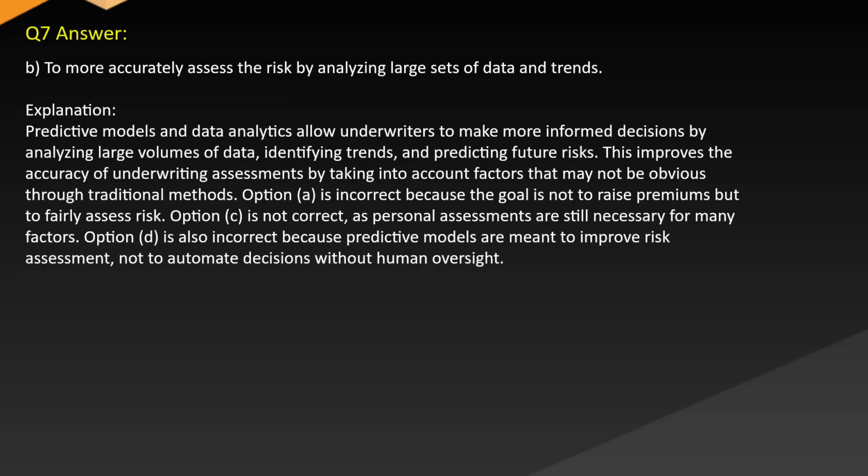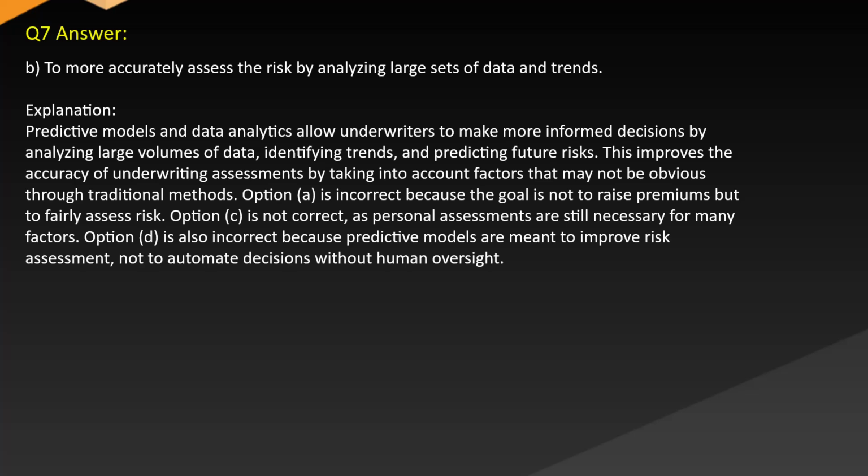Answer: B. To more accurately assess the risk by analyzing large sets of data and trends. Explanation: predictive models and data analytics allow underwriters to make more informed decisions by analyzing large volumes of data, identifying trends, and predicting future risks. This improves the accuracy of underwriting assessments by taking into account factors that may not be obvious through traditional methods.